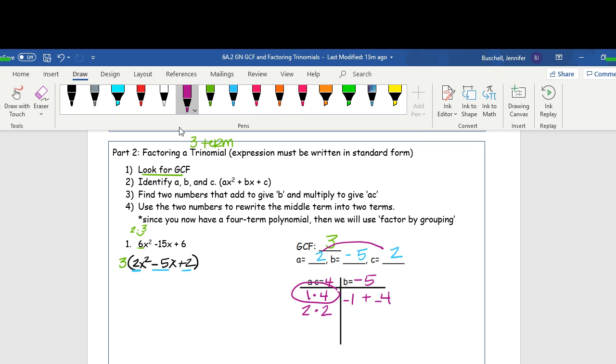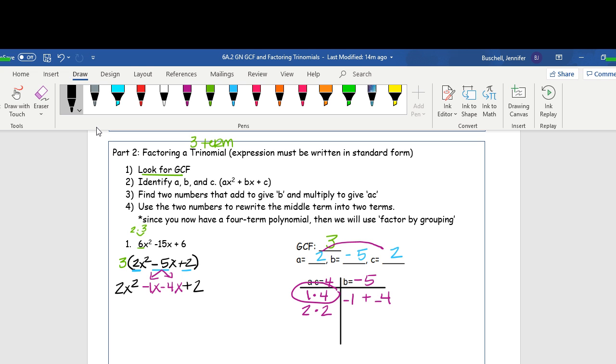Okay. The whole reason is I'm going to take these 2 numbers that I found, negative 1 and negative 4, and I'm going to bust up my B term. So instead of writing negative 5x, I'm going to write negative 1x minus 4x. My new A term stays the same, 2x squared, and my C term stays the same. I'm going to come back with my GCF in a little bit. So I've just created an expression that went from 3 terms to 4 terms.